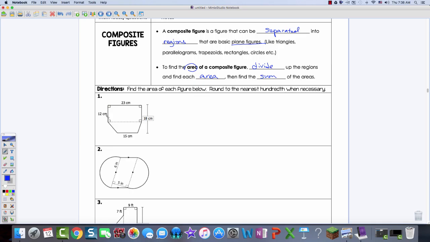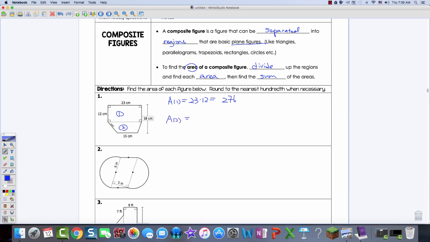Okay, so here's an example. The first figure here is a rectangle, and I have a trapezoid. I need to find the first area, which is base times height. My base is 23, my height is 12, and I should have 276.